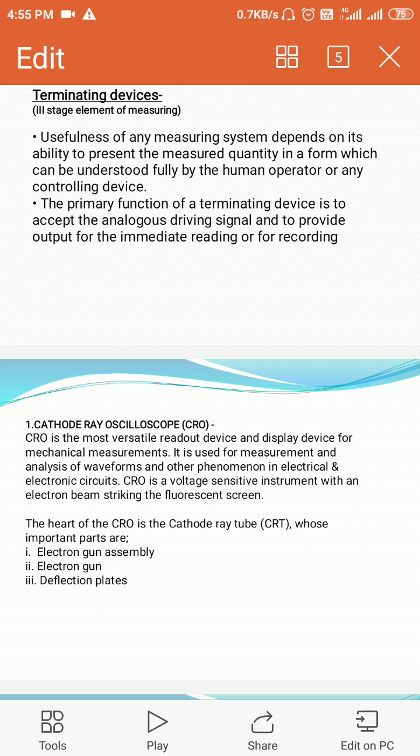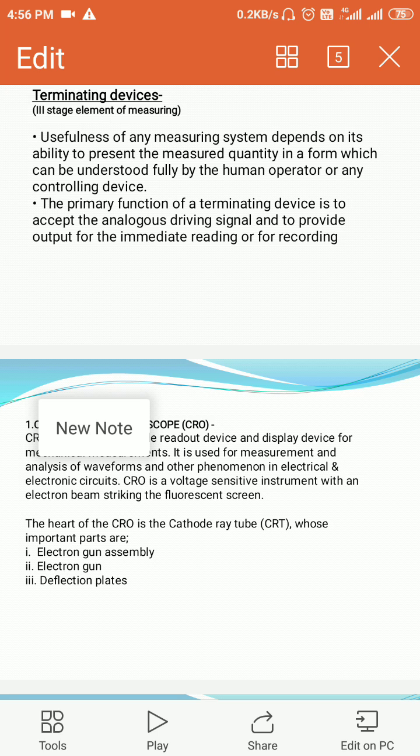Now we'll be starting the next part of this module number 4, terminating devices. What are terminating devices? These are the third stage elements of the measurement systems. We know that the measurement system consists of three stages: the first is the primary sensor, the second is the intermediate sensor, and the third is the terminating device. What is the terminating device?